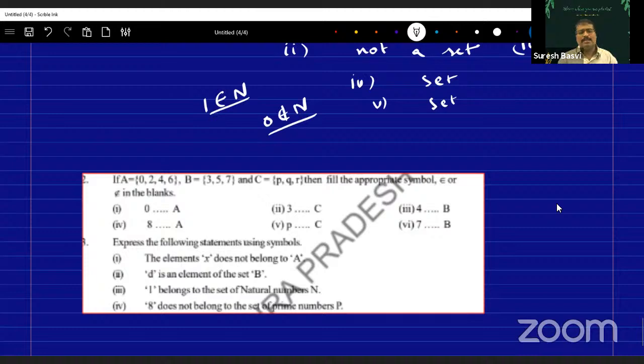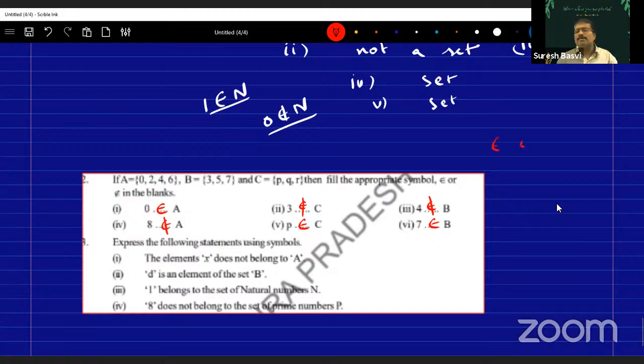So 0 is in N. So 0 is in A. That's why I'm going to write 0 belongs to A. Next, 3 is not in C. And 4 is not in B, so we can write 4 does not belong to B. And 8 is in A? No, 8 does not belong to A. And P is in C? Yes, P is in C. And 7 is in B? Yes, 7 is in B.